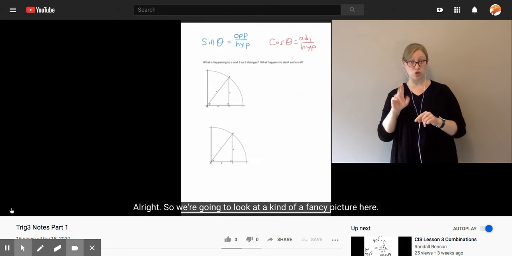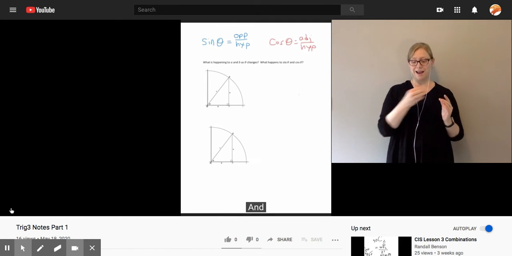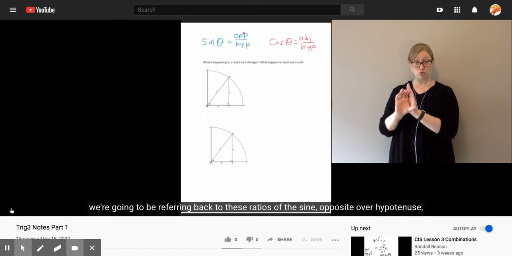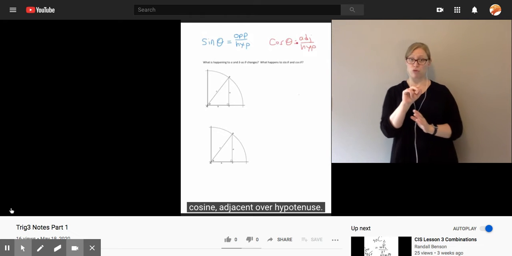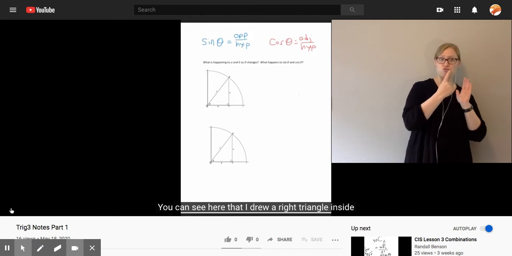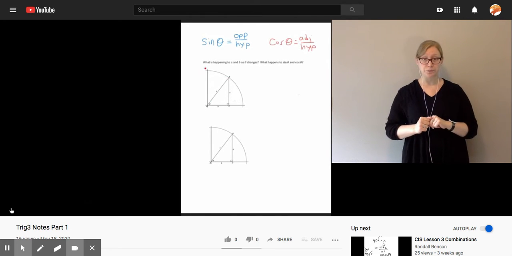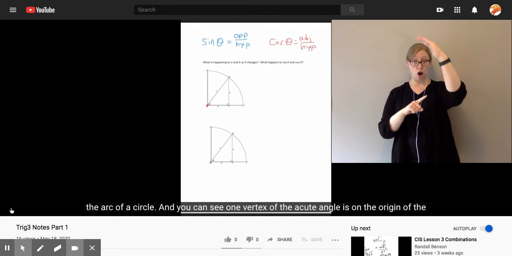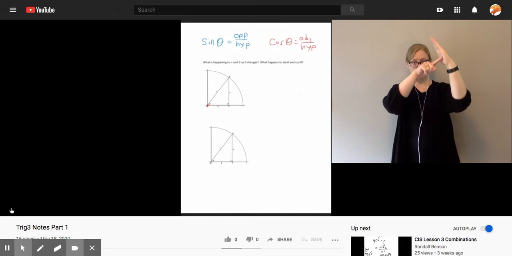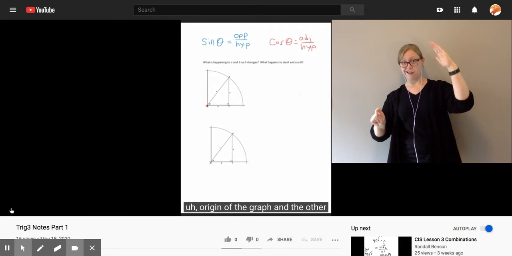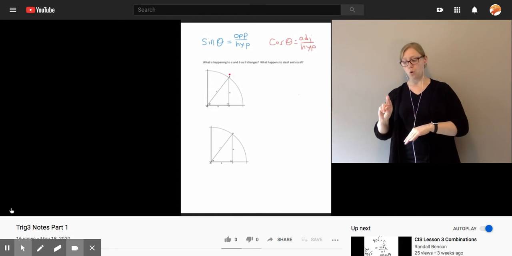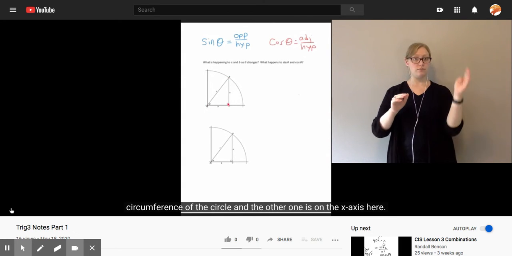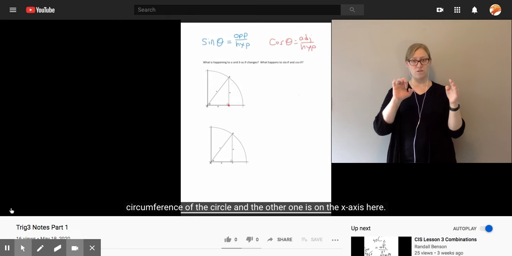All right, so we're going to look at a kind of fancy picture here, and we're going to be referring back to these ratios of the sine, opposite over hypotenuse, and cosine, adjacent over hypotenuse. You can see here that I drew a red triangle inside the arc of a circle, and one vertex of the acute angle is on the origin of the graph, and of the other vertices, one is on the circumference of the circle, and the other one is on the x-axis here.